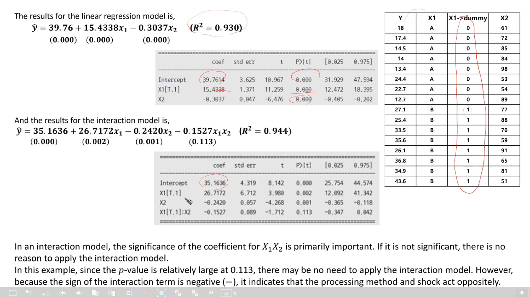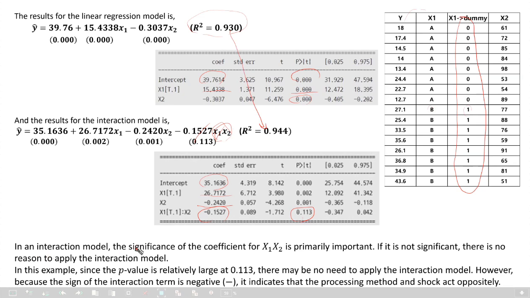The intercept is 35.1636, x1 is 26.7172, x2 is minus 0.2420 with a small p-value, and the interaction term is minus 0.1527, with a p-value that is a little high. So it means we do not have to consider this explanatory variable, the product term. R square is 0.944, bigger than the previous one because the interaction term is added to the model.